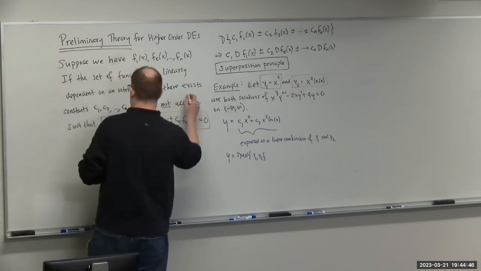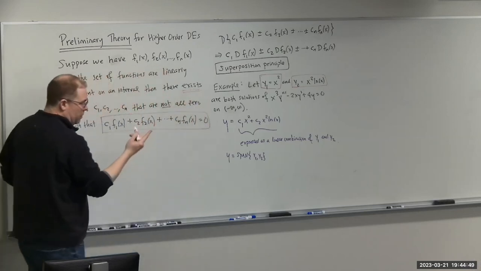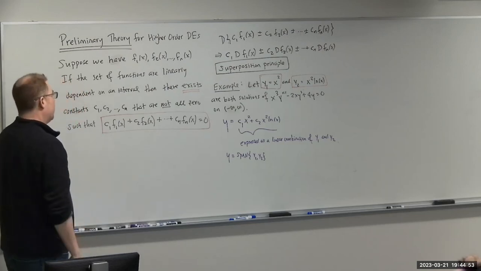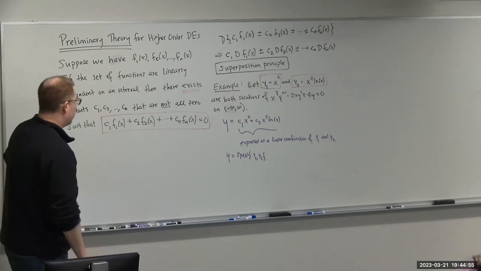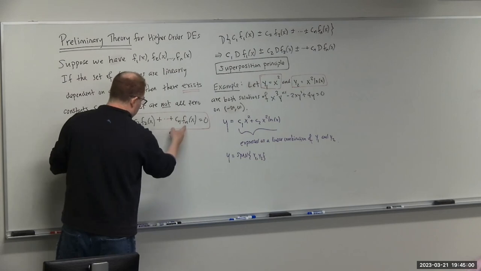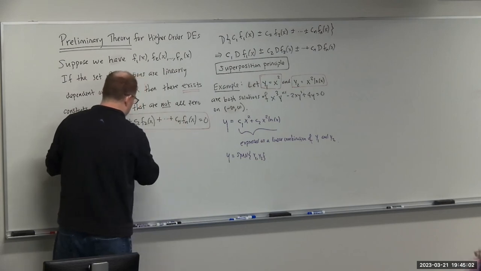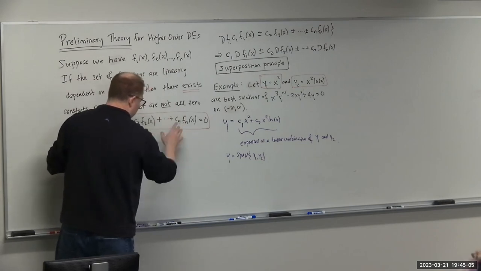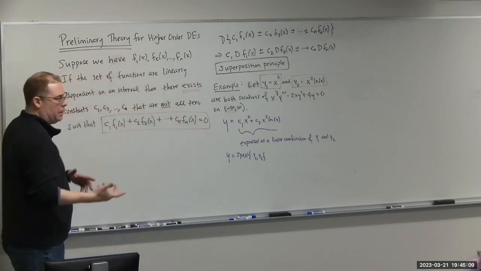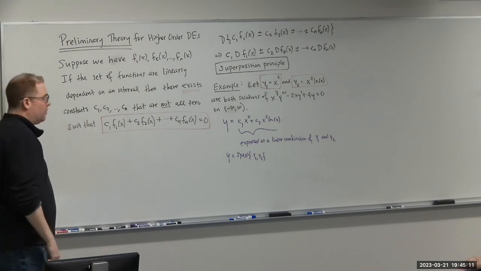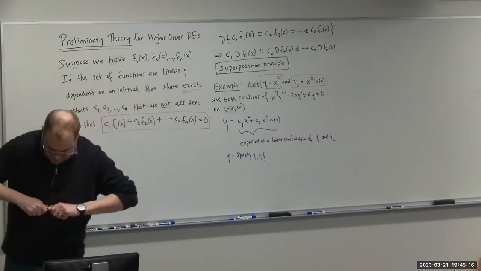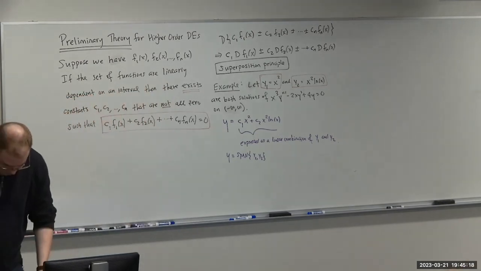So there exists, it could be one, or it could be more than one, but they are not all zero. So there exist some constants that are not zero. If the only solution to this is that C1, C2, and all these constants are zero, that's basically the trivial solution. Therefore, those functions are literally independent. If not, then it's literally dependent. All right, it's very, very important.